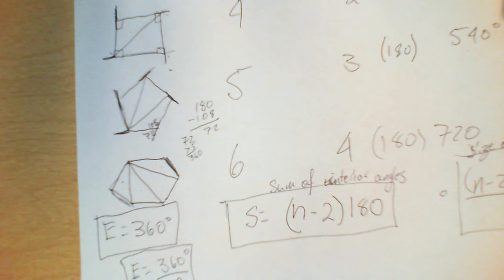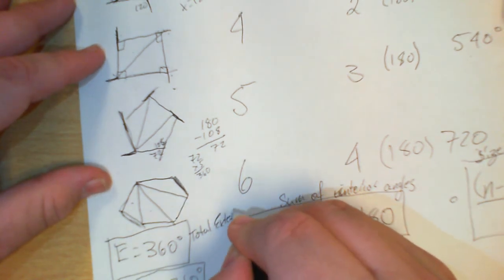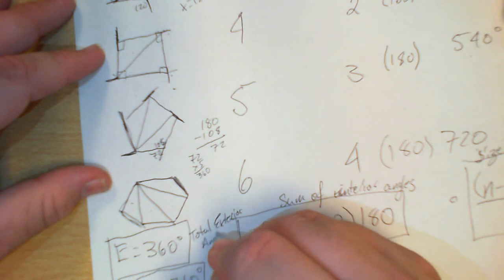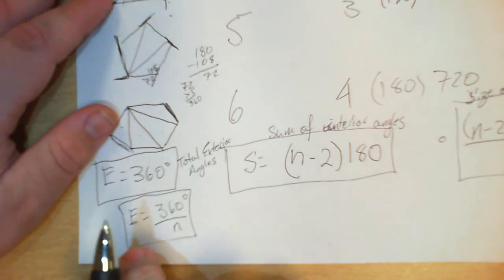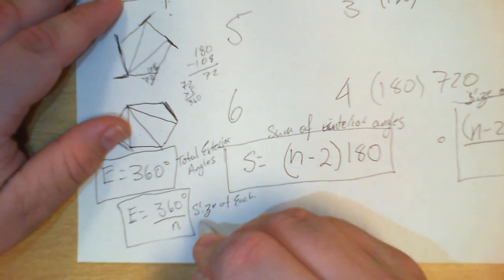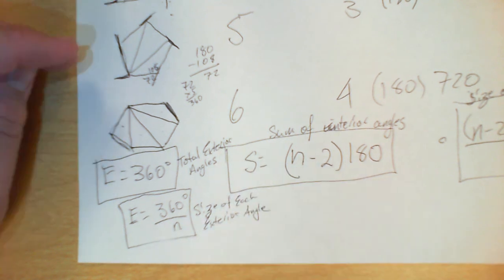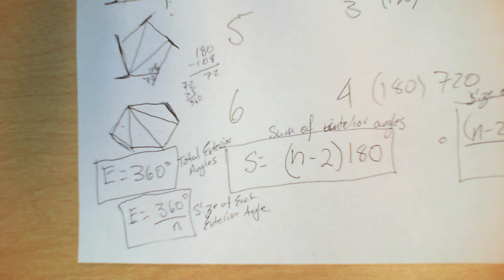Okay? So this is the total of the exterior angles, and this one is the size of each exterior angle. This little cheat sheet, a part of topic 3.5 that we're learning about, I think will probably come in really handy because this gives us a little chart that we can overview.